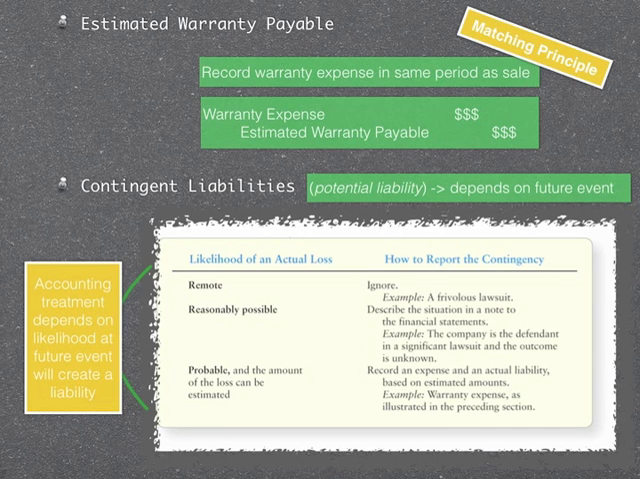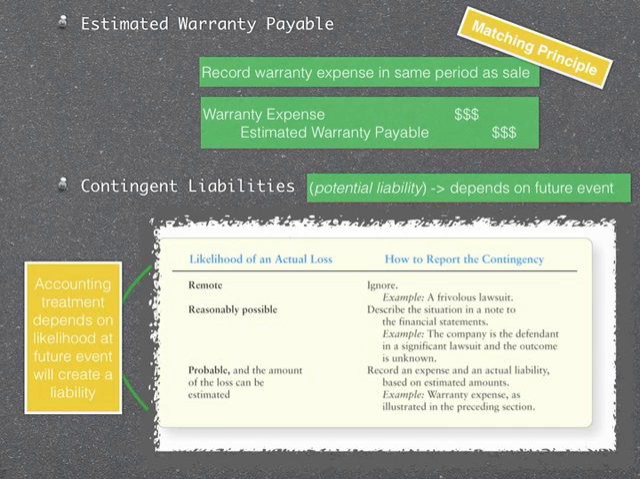However, if the likelihood is reasonably possible, then what we would need to do is describe the situation in the notes to our financial statements. We wouldn't record it in the books, but we would put it in the notes to the financial statements, letting our informed investors know of this potential, reasonably possible actual loss or liability.